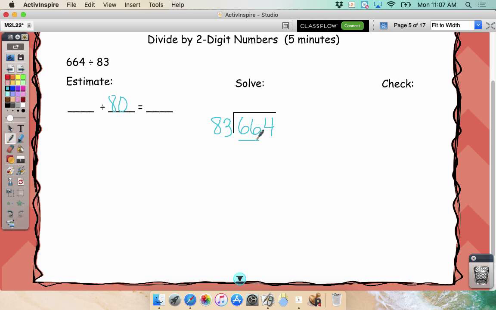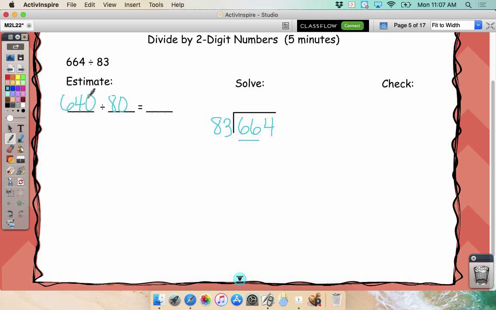I don't think 8 goes into 67. Nope. You're just guessing. Think about your 8s. Count by 8s. It goes to 64. So if you have to skip count by eights to find that number that's closest, you're going to have to do it. Okay? Does everybody know how to skip count?